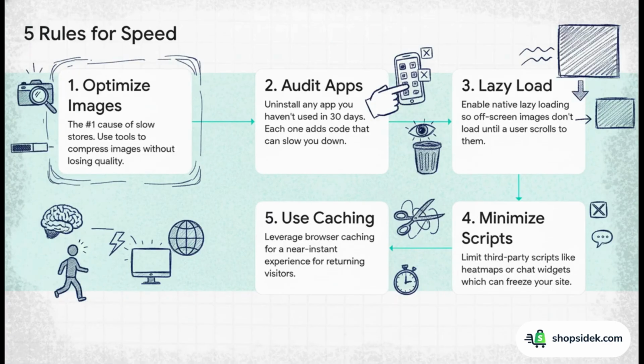First, optimize your images. Seriously, this is the #1 killer of site speed. Second, audit your apps every single month. My rule is, if you don't use it, you lose it. Get rid of it. Third, enable native lazy loading. This means images only load when a user actually scrolls to them. It's a game changer. Fourth, minimize those third-party scripts, like tracking codes. And finally, number 5, leverage browser caching. This gives your returning visitors an almost instant loading experience.